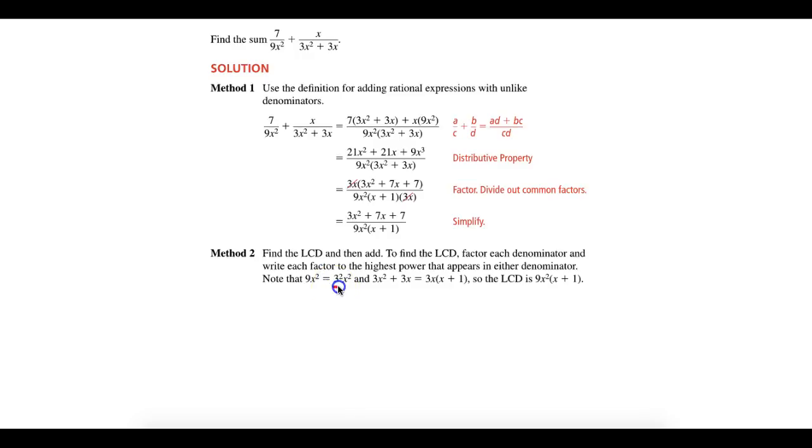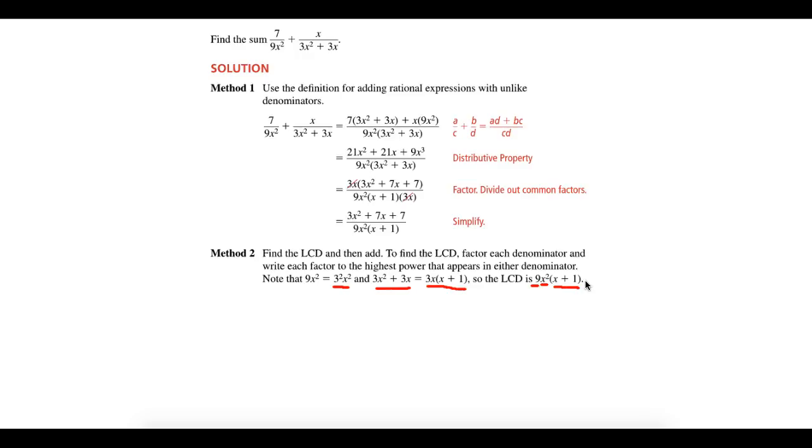So 9x squared is just 3 squared times x squared. And 3x squared plus 3x is just 3 to the first times x to the first times x plus 1. So our least common denominator, we've got 3 squared and 3 to the first. So 3 squared, which gives us the 9. We've got x squared and x to the first. So we've got x squared. And then we have x plus 1. So that gives us the x plus 1. So 9x squared times x plus 1 is the least common denominator.